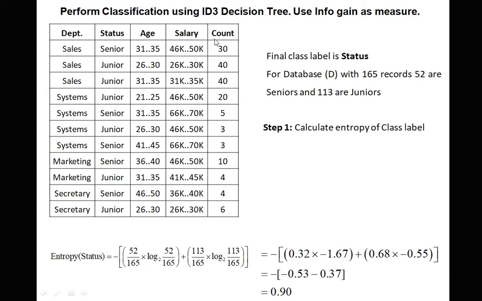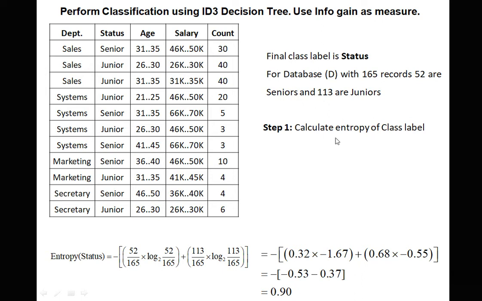Now what does this count indicate? Count is not a particular attribute, but is nothing but this tuple, that is sales, senior, 31 to 35, 46k to 50k, appears in our database 30 times. But it is not possible to write down all the records, so they have given the cumulative count of this particular tuple. So this tuple is repeated 30 times.